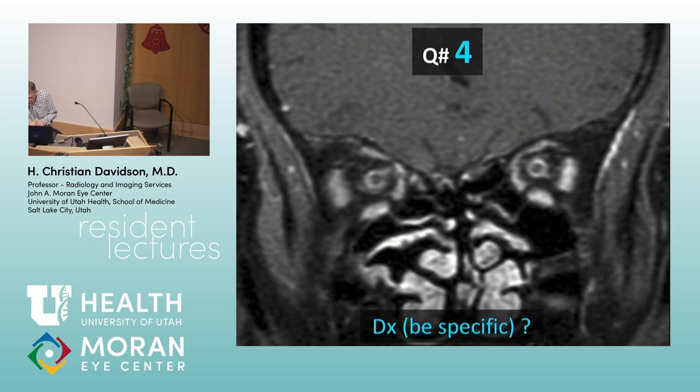So what's the diagnosis? And I'd like to be as specific as possible in terms of what kind of, this diagnosis is not a generic word, but you could be a little bit more specific in describing what kind of this is. And this is a T1 post-contrast coronal with fat suppression.